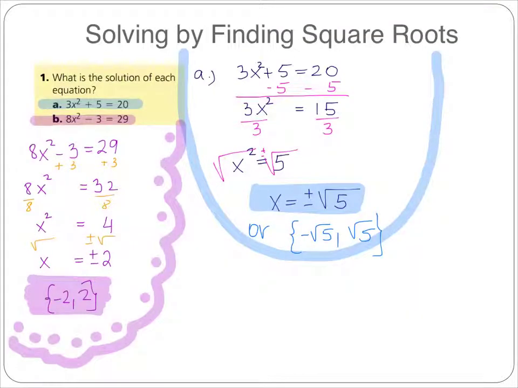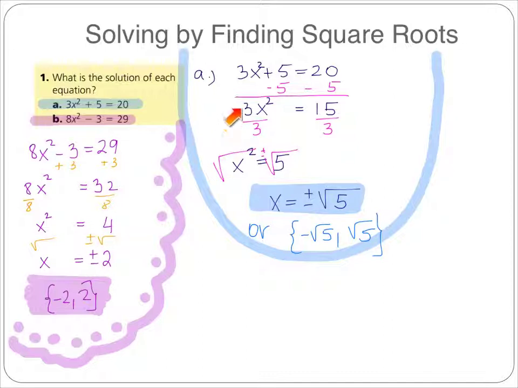Before we can use completing the square, we need to remember how to find solutions by square roots. So what is the solution of each equation? Let's start with the first one. In order to solve it, first I subtract the 5, then divide by 3.